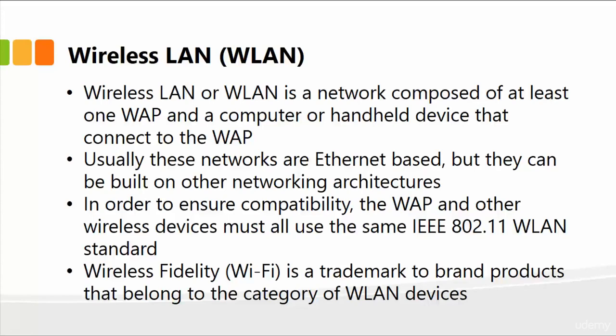In order to ensure compatibility, the WAP and other wireless devices must also use the same standards, the same IEEE 802.11 WLAN standards. So you cannot have a device that uses the 802.1 for example or any other standard and then try to connect to the wireless device. They have to match. The entire network structure has to be built on the wireless. The Wi-Fi, also known as the wireless fidelity, is a trademark to brand products that belongs to the category of WLAN devices.